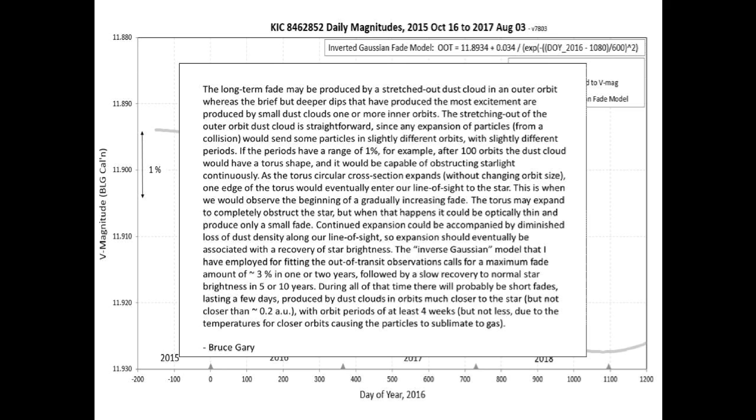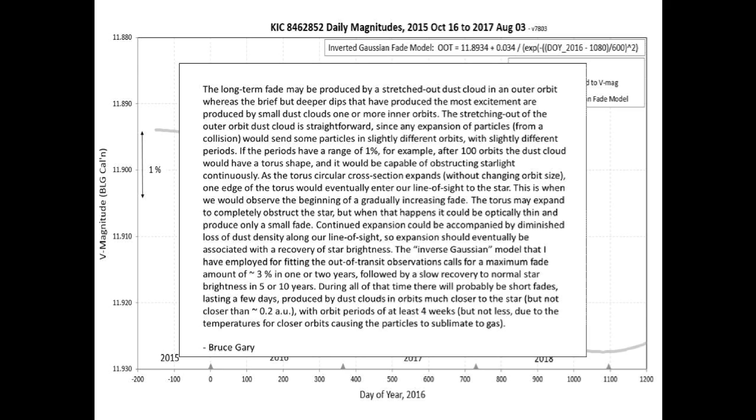The torus may expand to completely obstruct the star, but when that happens, it would be optically thin and produce only a small fade. Continued expansion would be accompanied by diminished loss of dust density along our line of sight, so expansion would eventually be associated with a recovery of star brightness. The inverse Gaussian model that I have employed for fitting the out-of-transit observations calls for a maximum fade of approximately 3% in 1 or 2 years, followed by a slow recovery to normal star brightness in 5 to 10 years.